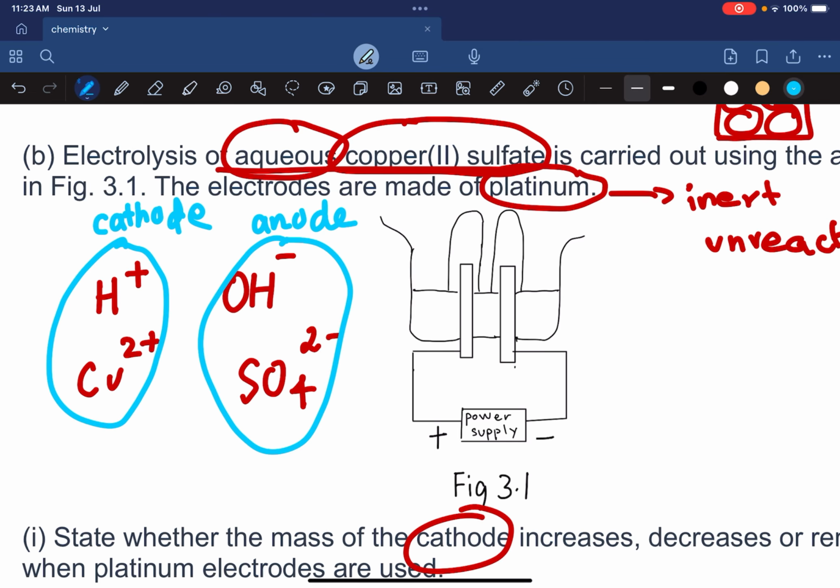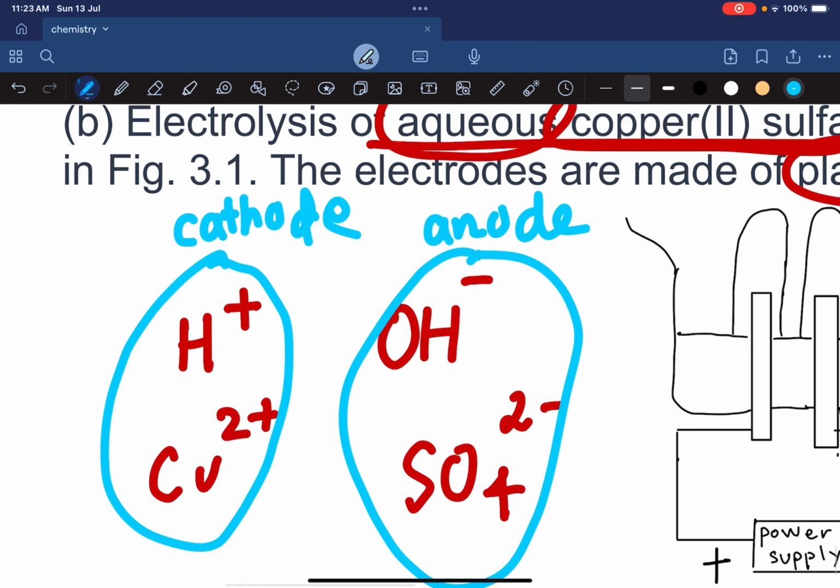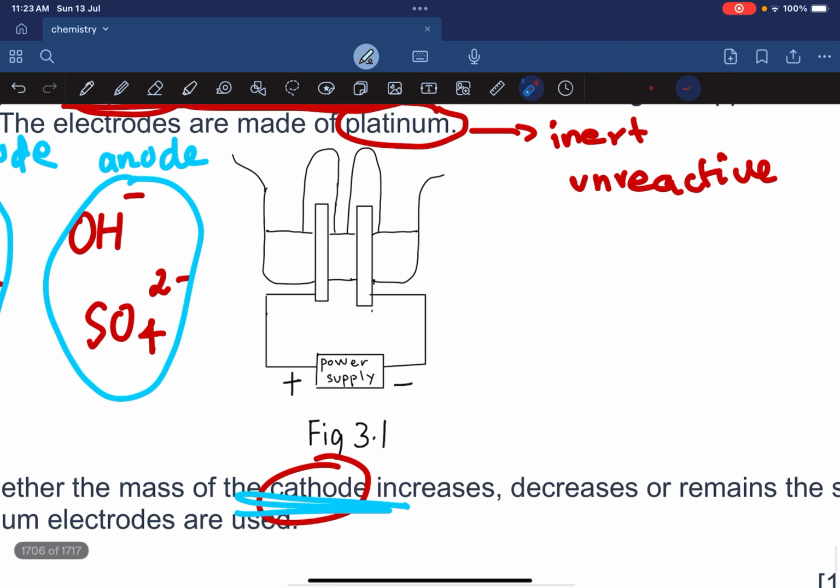Now I have to check that out of the positive ions, because they're talking about the mass of the cathode over here. Out of my 2 positive ions which are moving towards the cathode, what is going to be formed at the cathode? Because only one product can be formed over here. Either it's going to be hydrogen or it's going to be copper. Now how to check which ion is going to be discharged at the cathode out of metals? You have to know the reactivity series.